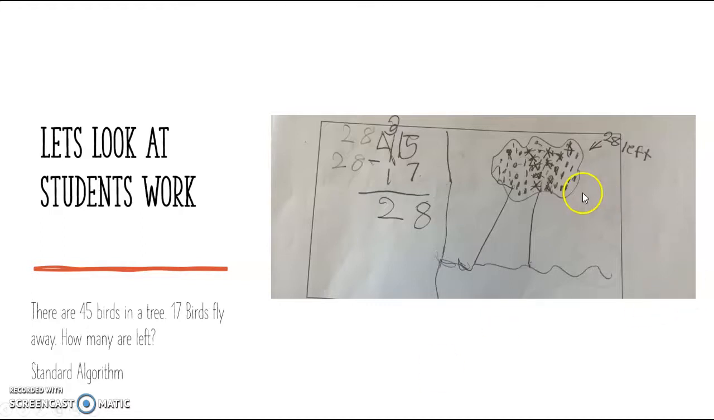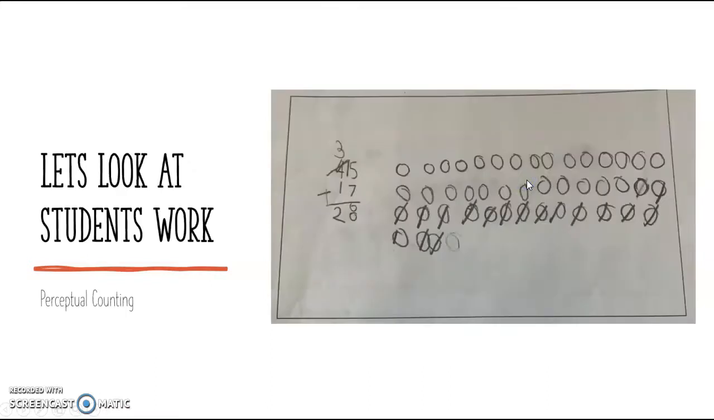I did like the students' method of drawing this tree though, and drawing 45 and crossing out 17 to get 28 left. This student did perceptual counting. Perceptual counting is when you draw all 45, then you cross out 17, and then you count what's left. So they had 28 circles left.